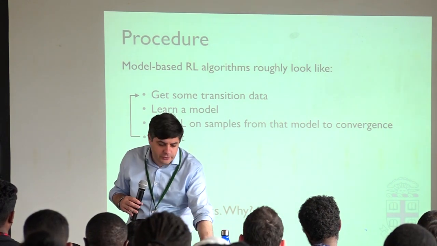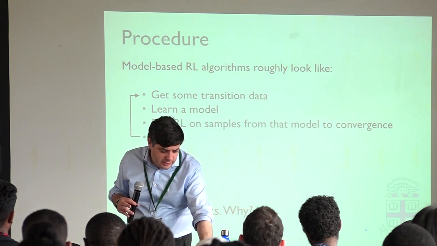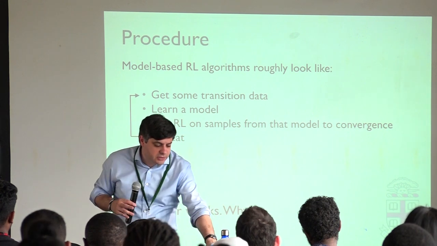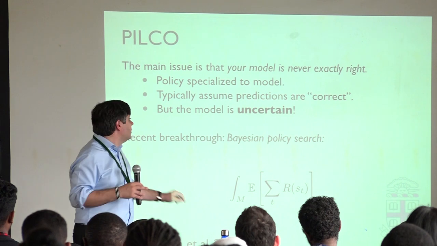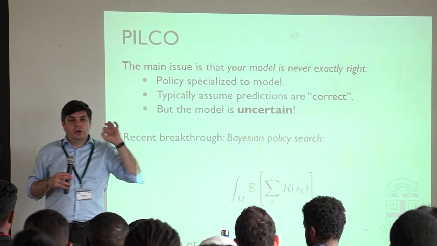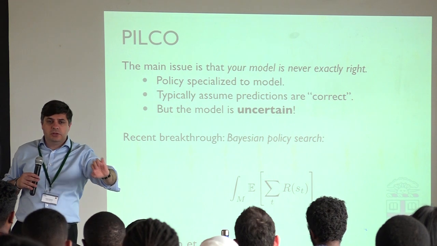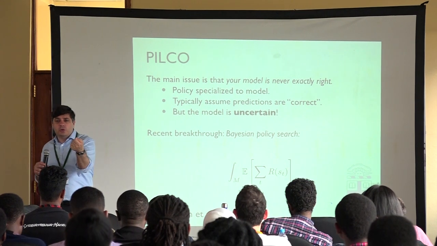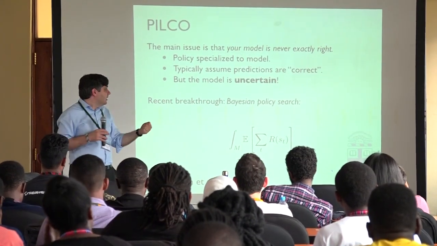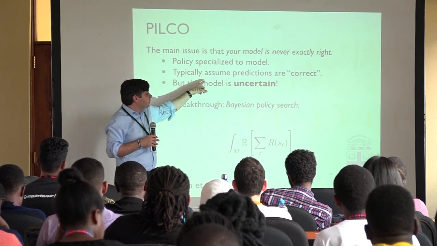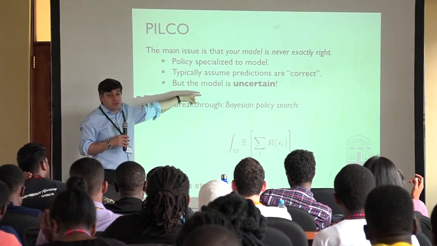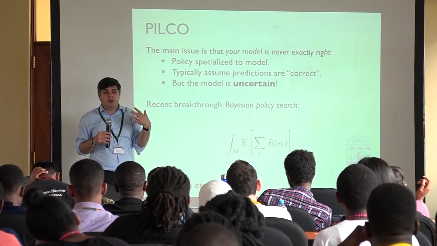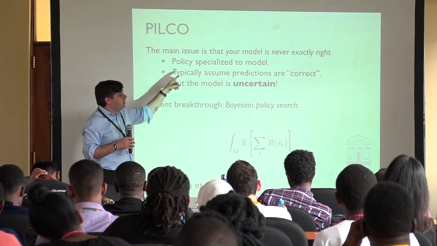But this has not worked for a long time until relatively recently, at least in the reinforcement learning setting. And the reason that it hasn't worked is because this model is never exactly right. So you learn a forward model of how the robot works in the world, and then you take that forward model and you believe it. And then you specialize your learned policy to that forward model, which is not right. And then when you run the thing, you assume its predictions are correct, but it's not correct because it's learned. And when you run the thing, you find that the policy is totally brittle because of those model errors.